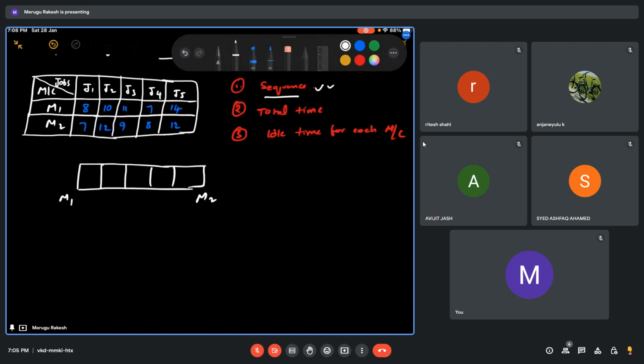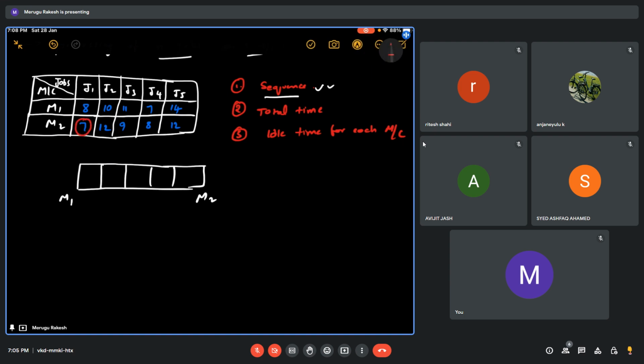So if you see this 7 in machine 2, it is the least time, and here 7 is the least in machine 1. That is job 1, job 4. Sorry. So we should write job 4 here because it has the least amount of time in machine 1. Similarly, job 1 on the machine 2 side we have to write. Then we have to cancel this because the job is done.